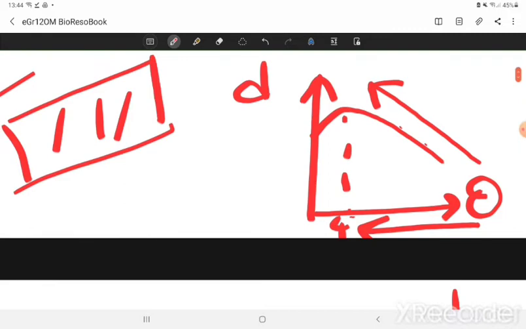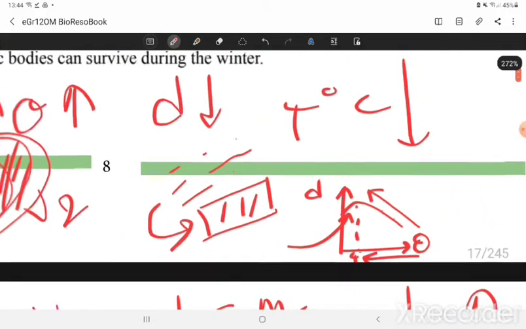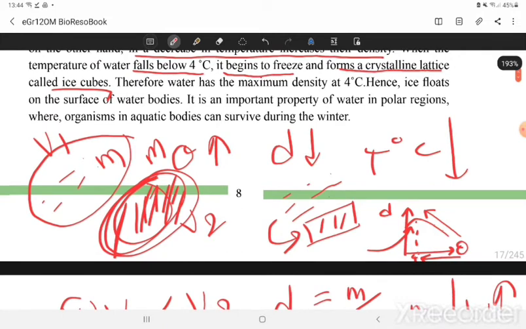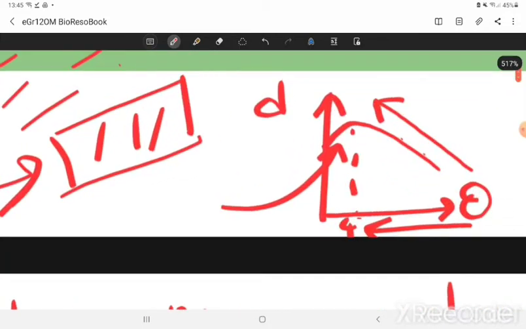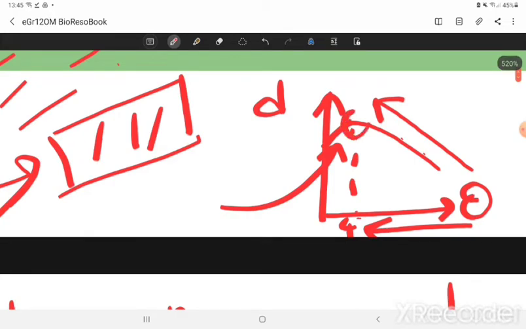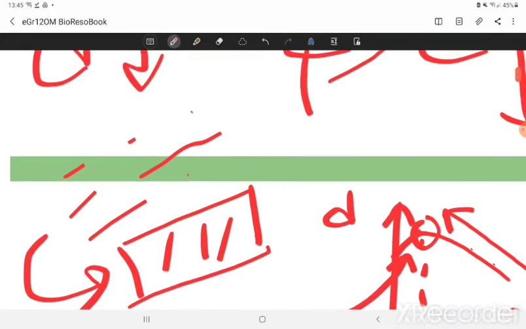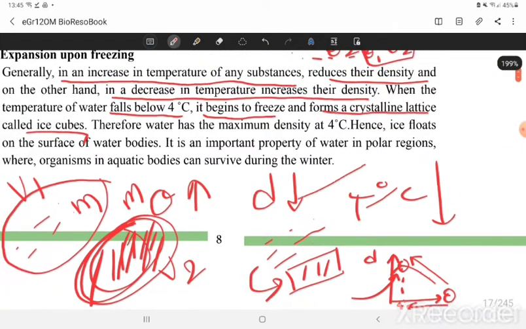But below 4 degrees, when you come to this region, what happens? Because of the formation of ice in crystallized ice cubes, density decreases. So understand that. We are using a lot of physics here. This lesson is actually physics based. Therefore, water has the maximum density at 4 degrees. You can see that here, maximum density at 4 degrees. This top peak, I'm circling that part. All right. Okay. Hence, what can we say?